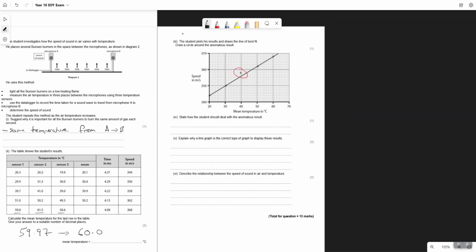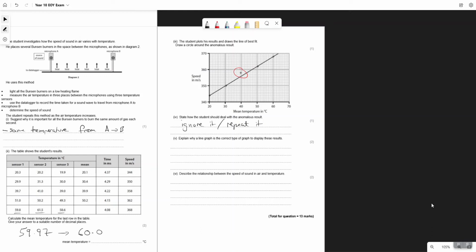Yeah, and I think because it was just at the top, people just sort of missed that there was a question there. So just be careful when you're doing questions that you do check that there's nothing at the top. State how the student should deal with the anomalous results. They should ignore it, or discard it, or repeat it. Okay, so if something looks wrong, then you would either disregard it or ignore it. So they've ignored it when they've drawn their line of best fit.